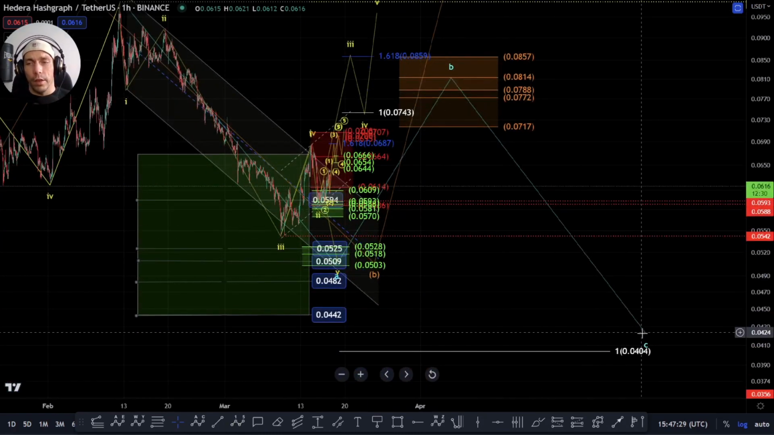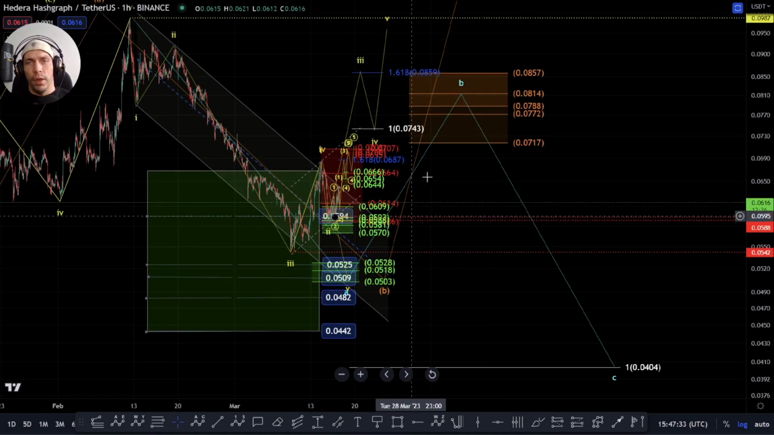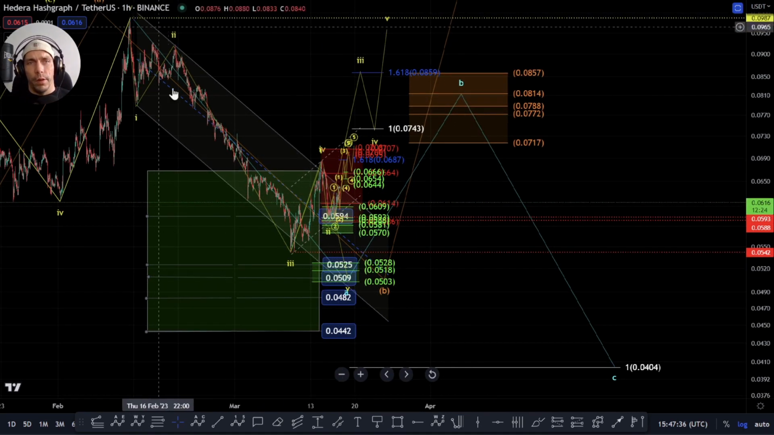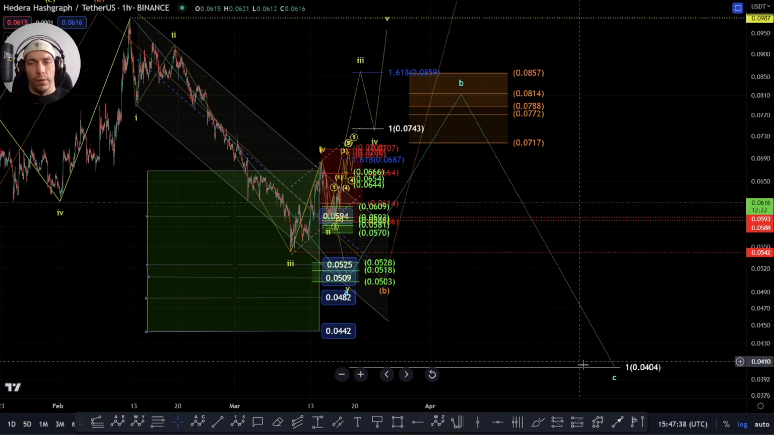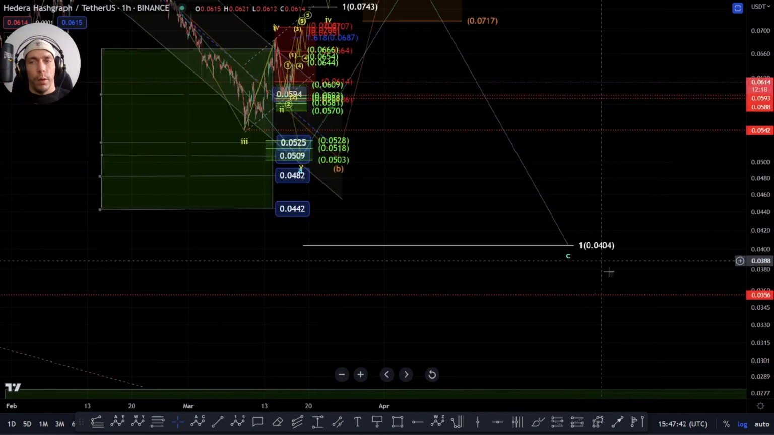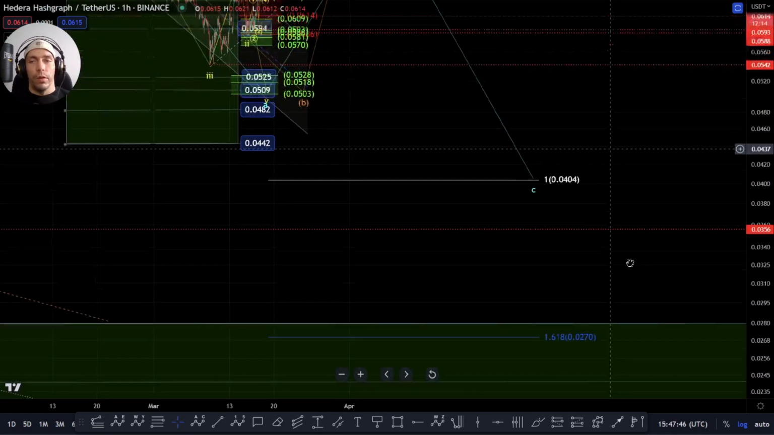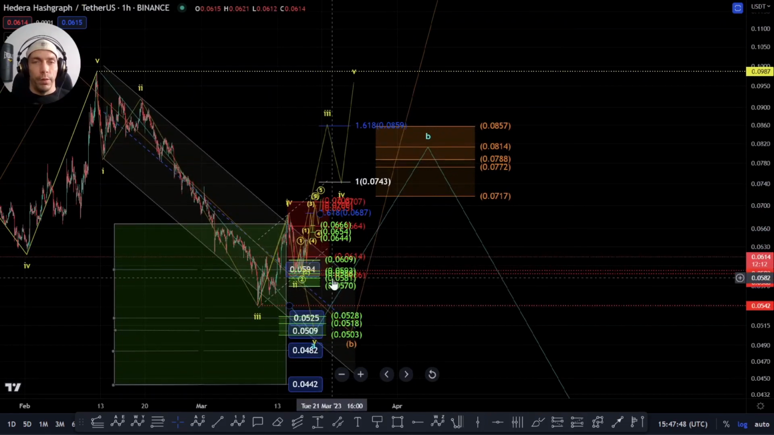The thing is, like I said as well, we need to be careful. If we do complete this fifth, then we need to be aware that we could see this sell off one more time towards this 0404 to a 1-to-1, or if we do go impulsive lower down here, this 0270. So just be mindful of that.